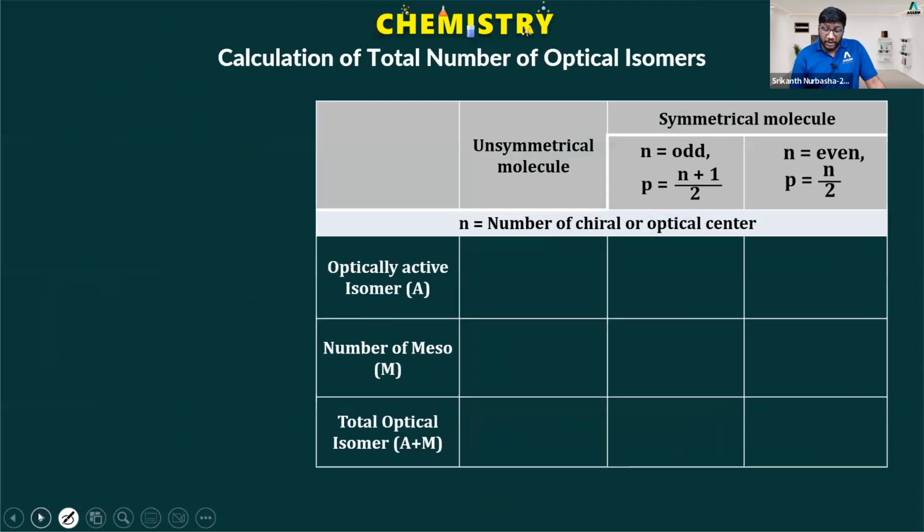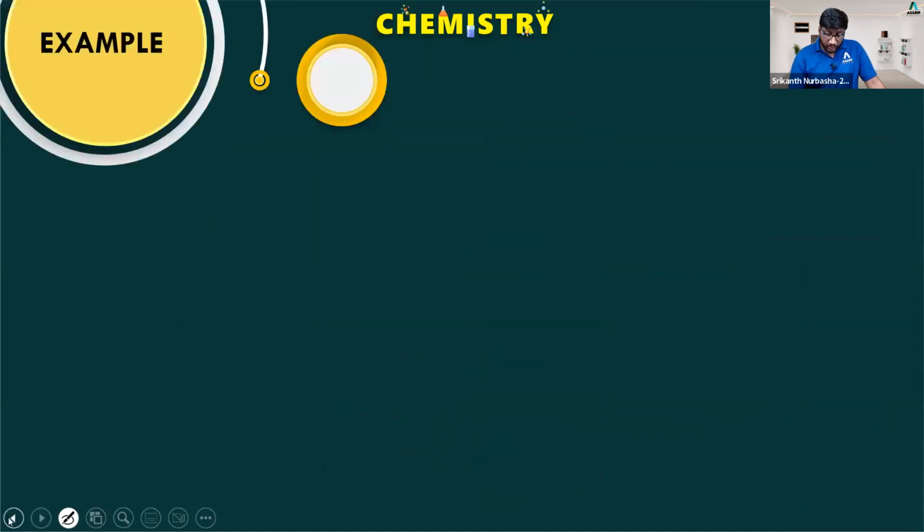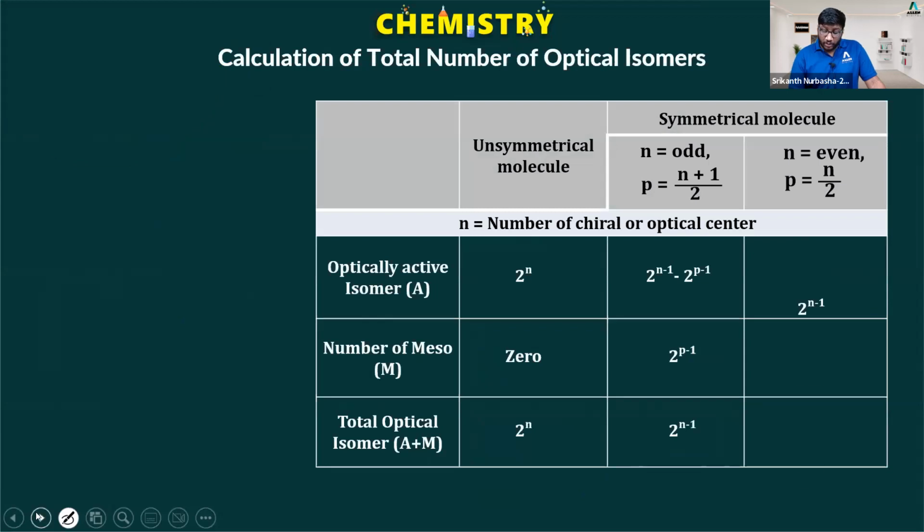Calculation of total number of optical isomers. These formulas are important. You have to just remember these formulas. Unsymmetrical molecule: if the molecule is unsymmetrical in nature, then optically active isomers are 2 power n, number of meso are 0, and total optical isomers is optically active isomers plus meso compounds, that is 2 power n.